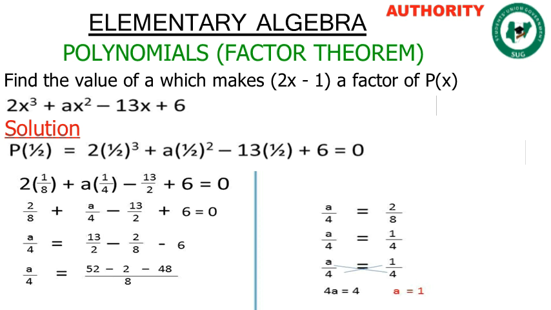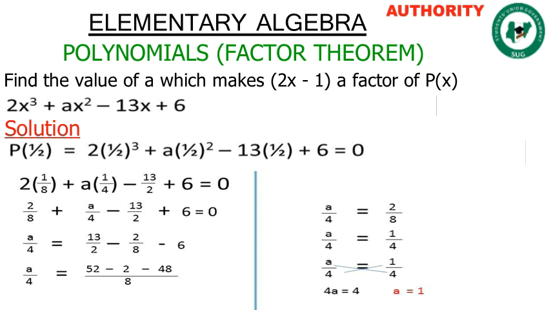Now from here, let's cross multiply. Okay, but before then, let's reduce 2 all over 8 to the lowest term. So 1 all over 4 is the same as 2 all over 8 when reduced to the lowest term. Okay, now let's go. We have a all over 4 is equal to 1 all over 4. Let's cross multiply to obtain the value of a. We're going to have 4a is equal to 4. We are looking for a. Divide both sides by 4. So we have 4a all over 4 is equal to 4 all over 4. So a is equal to 1.